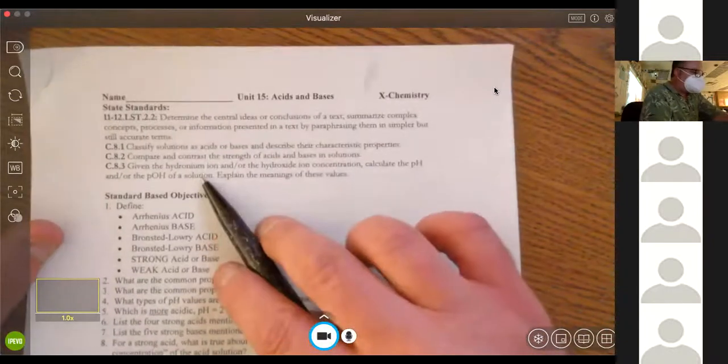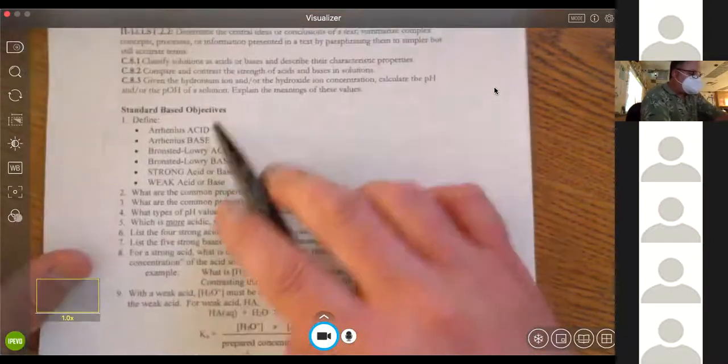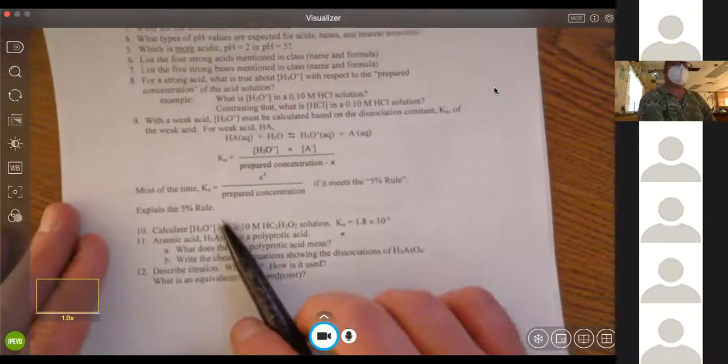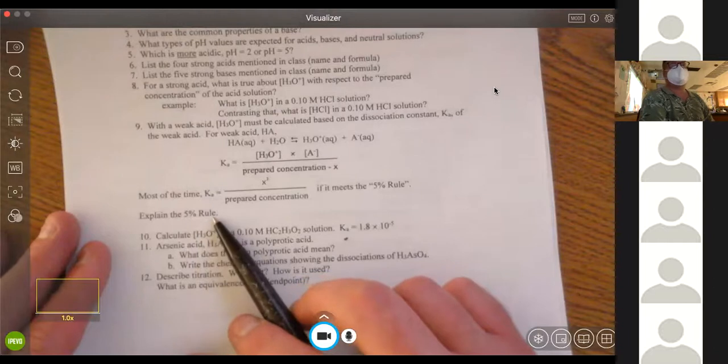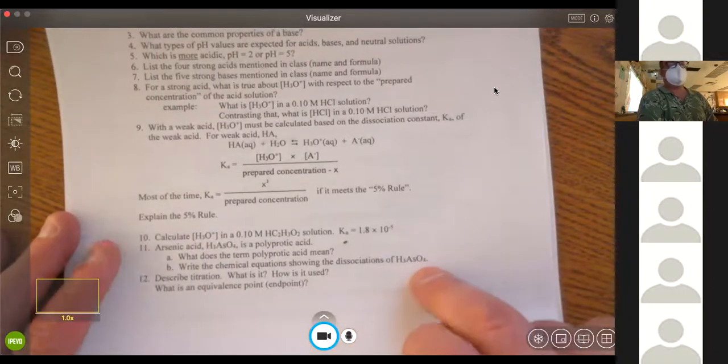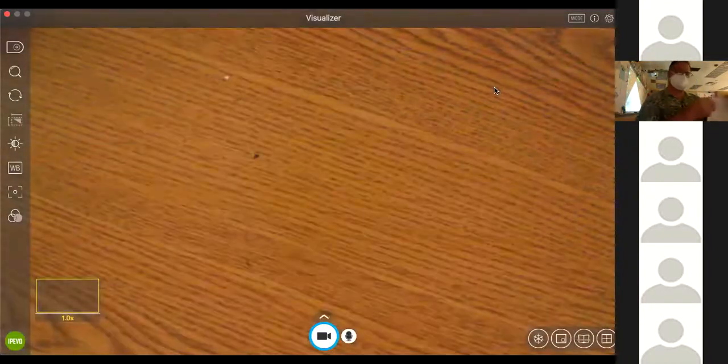Here are the state standards. You can see not very many of them. Here are the standards-based objectives. And we are going a little bit further. We're going to go into what's called the 5% rule. Hopefully, if we get to it, we will see. Losing Monday of every week has definitely caused us issues.